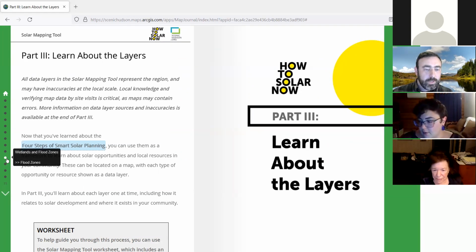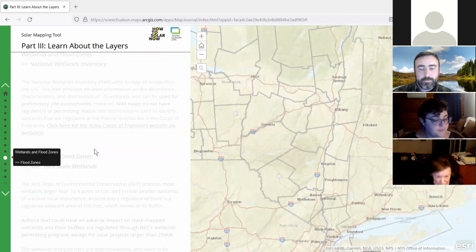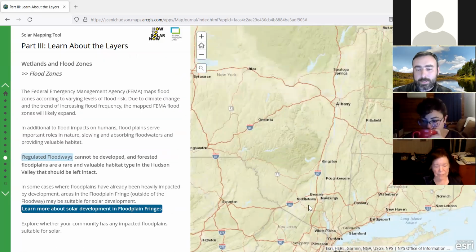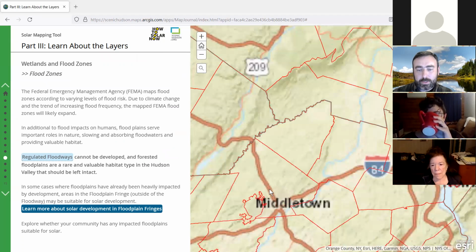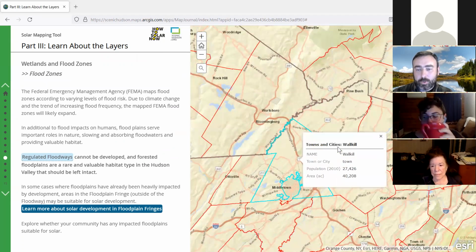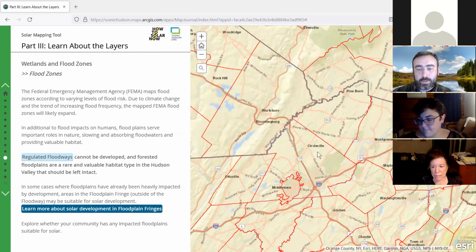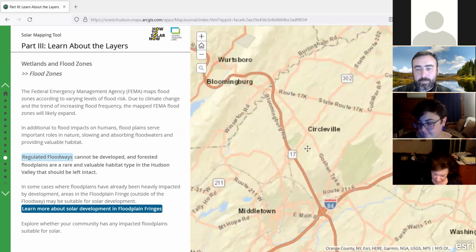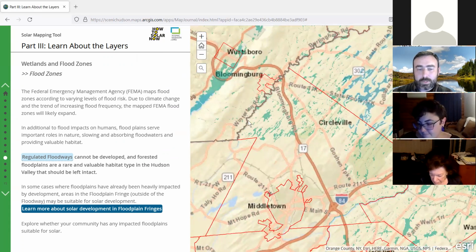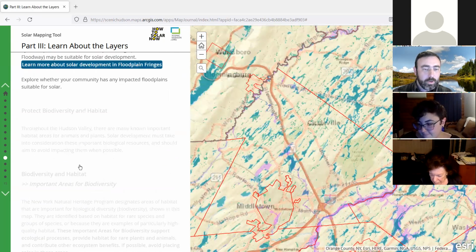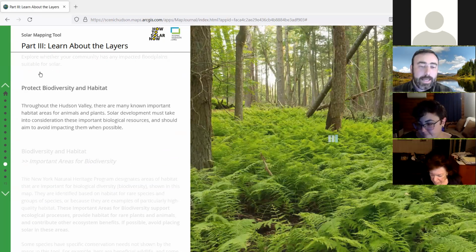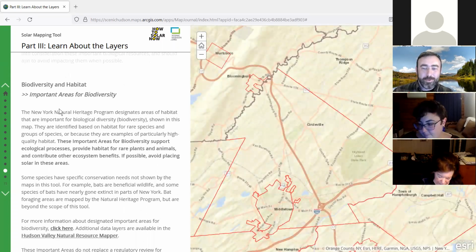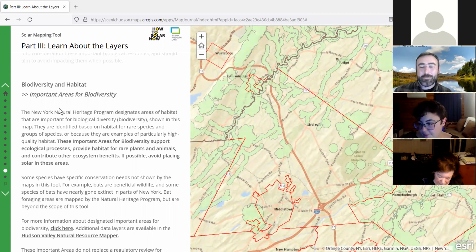So we left off with flood zone, floodplains, and wetlands, and I'm going to zoom back into our example community, the town of Wallkill, outside of Middletown. You can see the data is loading in here. And now we're going to go to protecting biodiversity and habitat. And we have just two layers in the tool here to represent what is a very, very wide field.